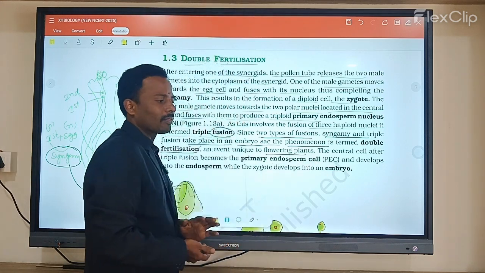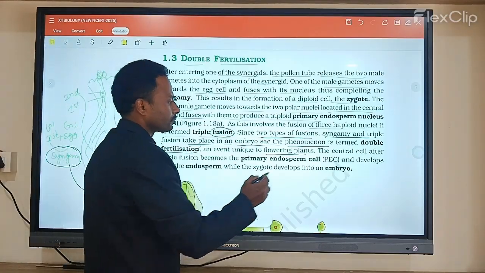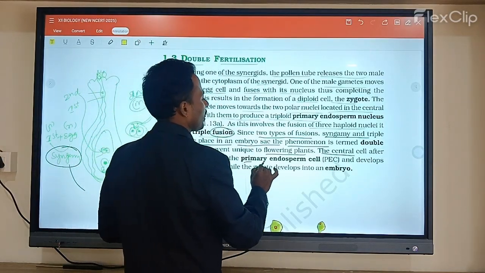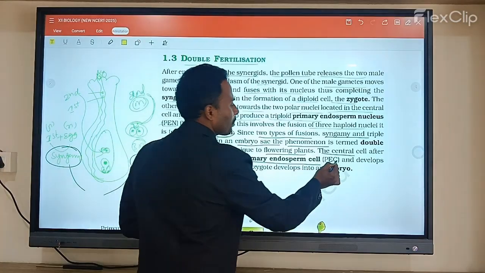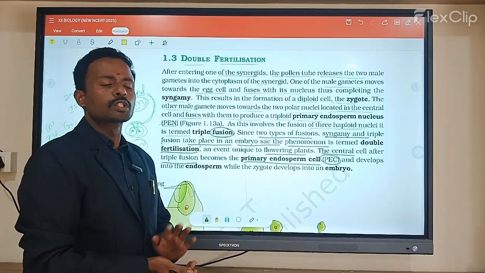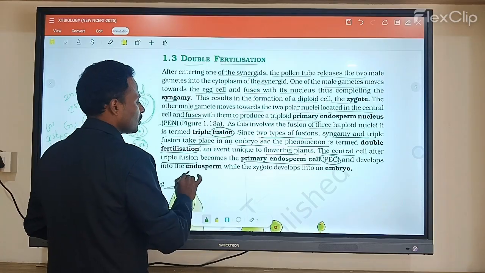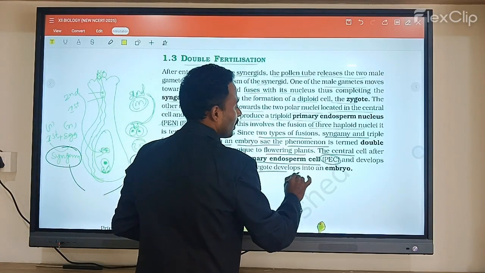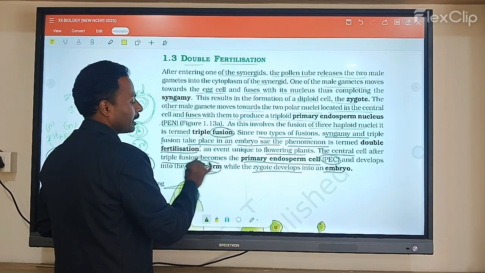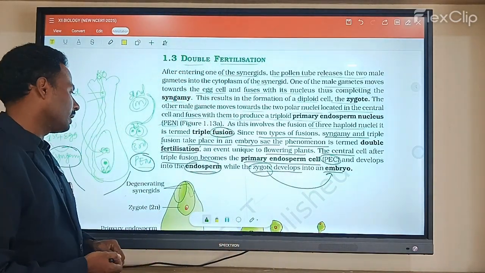When you observe flowering plants, this kind of event takes place. The central cell, after the triple fusion, becomes the primary endosperm cell, PEC. The primary endosperm cell then develops into the endosperm, while the zygote develops into the embryo.